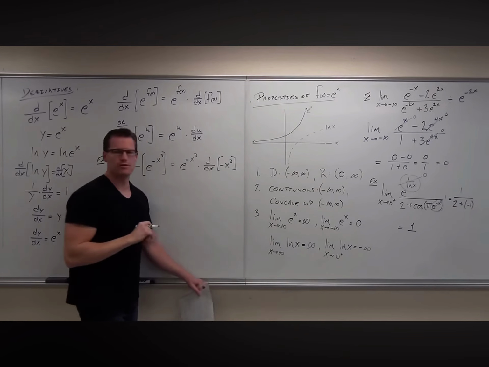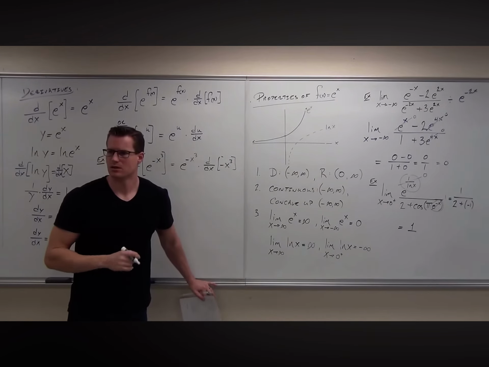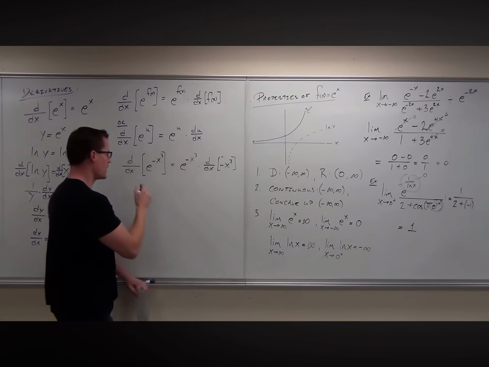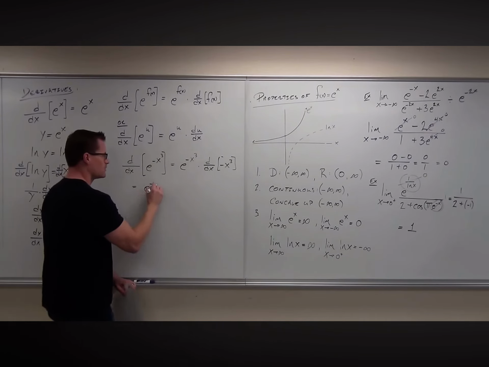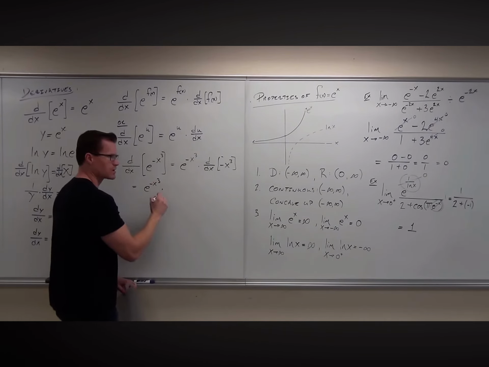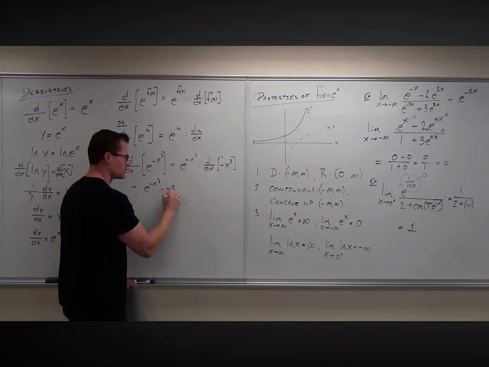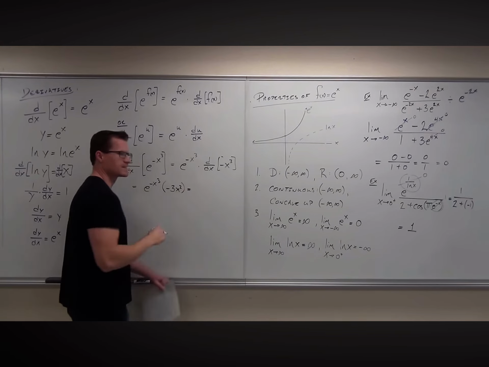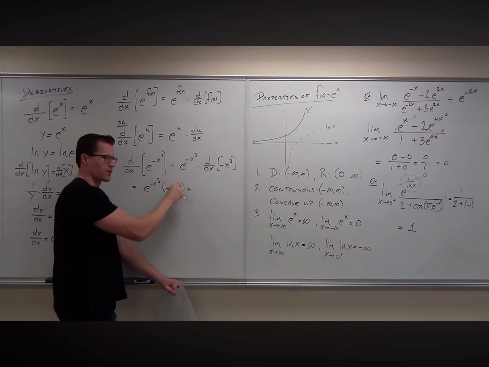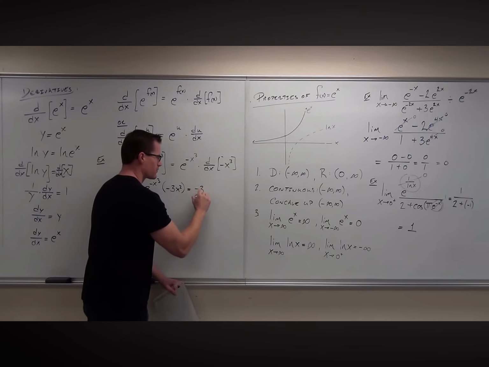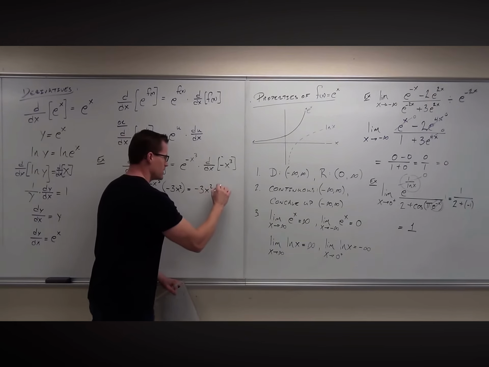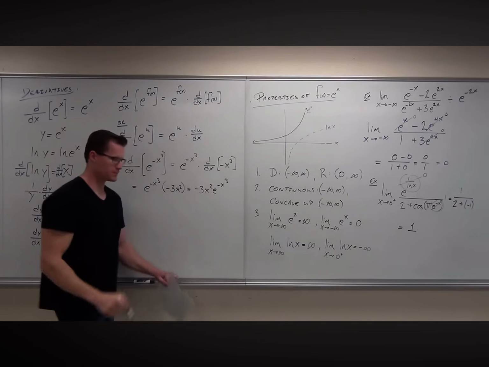Can you guys do the derivative of negative x cubed? Yeah, that's a piece of cake. So we have e to the negative x cubed times, what did you say it was? Negative 3x squared. It's typically appropriate to write this part first. So we'd have negative 3x squared e to the negative x cubed.